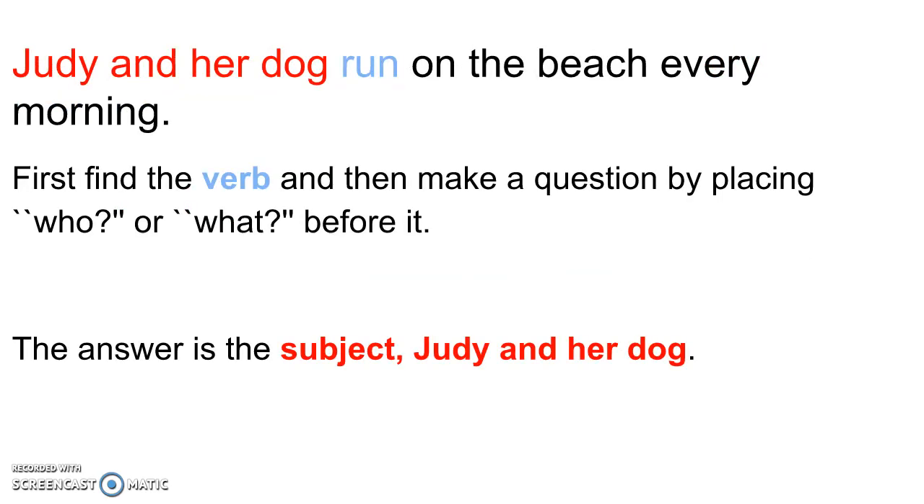Judy and her dog run on the beach every morning. Whenever you're identifying the subject and the main verb, I always want you to find the main verb first. I find it's a little bit easier than trying to figure out which noun feels like it's the most important. So first you find the verb, which in this case is run. In a lot of our examples, we're going to be focused on action verbs because they're a little bit easier to identify at first. So find that verb, which is run.